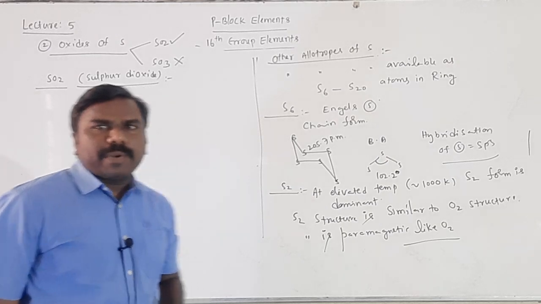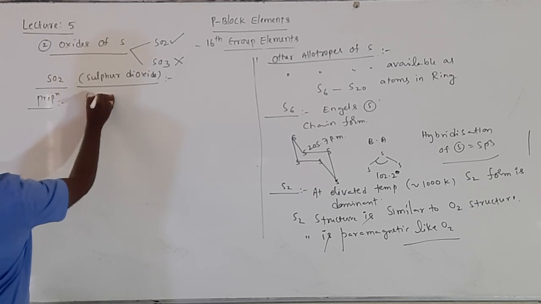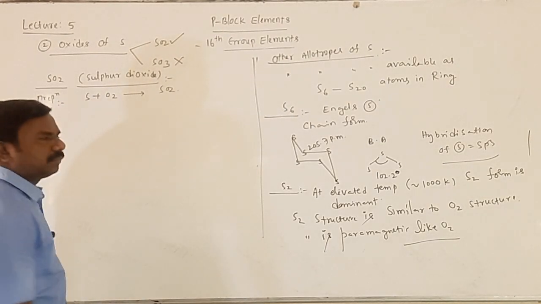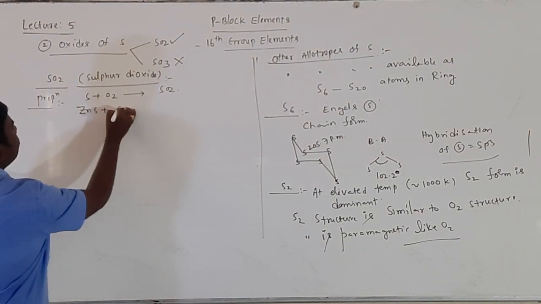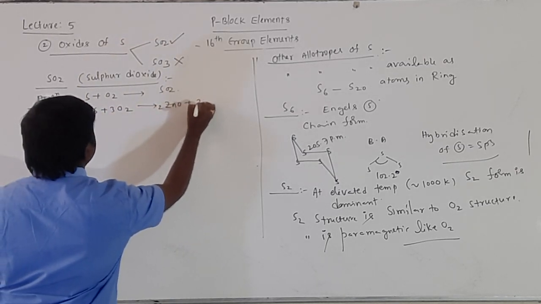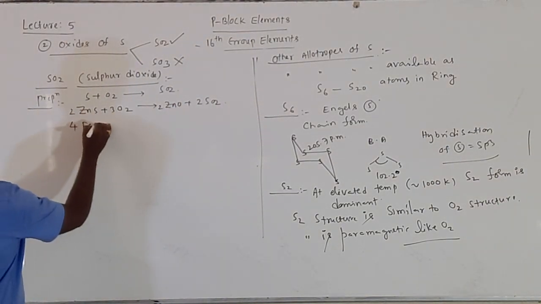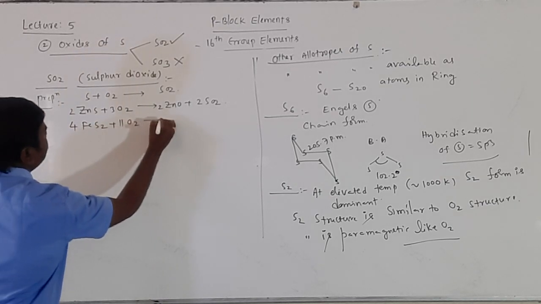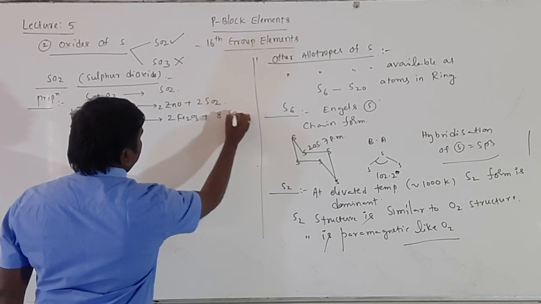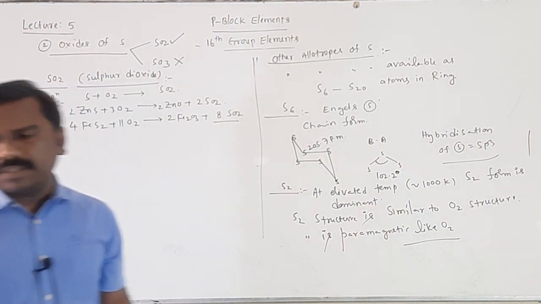Sulfur dioxide preparations we will observe first. First preparation, sulfur burns with oxygen, then gives rise to sulfur dioxide. Zinc sulfide burns with oxygen, then gives rise to 2 ZnO plus 2 sulfur dioxide molecules. 4 moles of FeS2 burns in presence of oxygen, then gives rise to 2Fe2O3 plus 8 moles of sulfur dioxide. These are the preparations of sulfur dioxide.